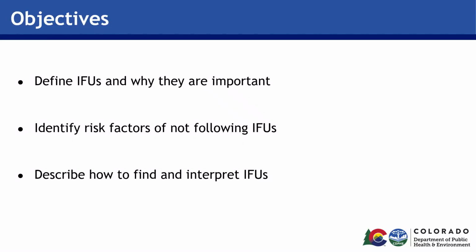Objectives. Throughout this presentation, we'll define what an IFU is and why they are important. This will include FDA requirements for IFUs, as well as examples of medical devices and products that have IFUs. Then, we will help you identify what risk factors are associated with not following IFUs. And finally, we'll describe where to find IFUs, how to interpret packaging symbols, examples of what IFUs may look like, and provide you with information about electronic and manual IFUs to help you decide which type will benefit your facility most.